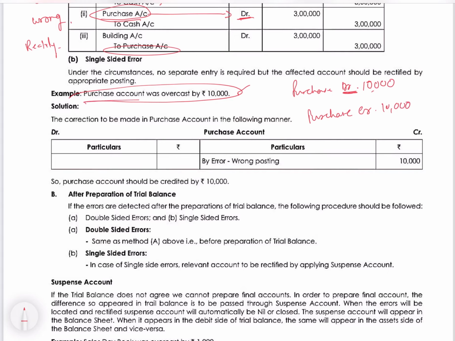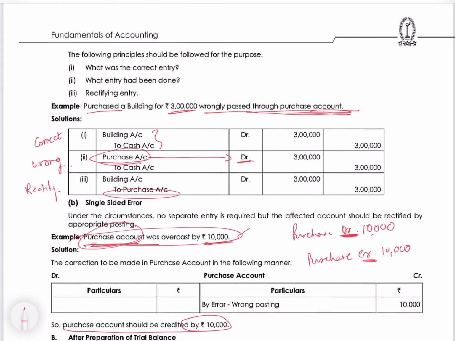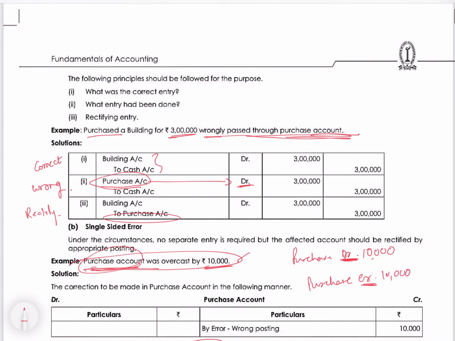If you see this transaction, it has impacted only the purchase account. It's not that the journal entry was wrongly passed. We debited it 10,000 more, so we rectified it by crediting it 10,000. So purchase account should be credited 10,000. So these are single-sided errors, where only that account has to be rectified. That's it. Okay, so we understood what is single-sided and double-sided error.